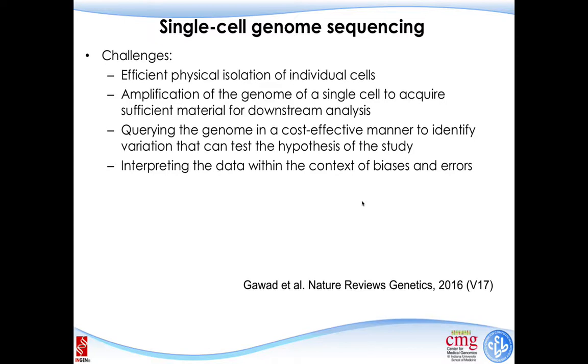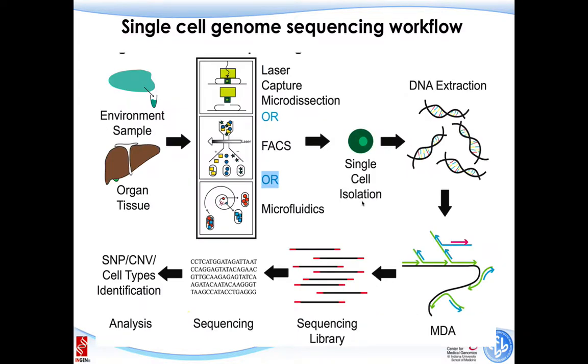The challenge for single-cell DNA sequencing is the efficient physical isolation of the individual cells. Those are all different challenges. Amplification of the genome of a single cell is very challenging, querying the genome in a cost-effective manner to identify variants is difficult, and interpreting the data in the context of bias and errors is difficult. But in general, single-cell DNA sequencing includes several components.